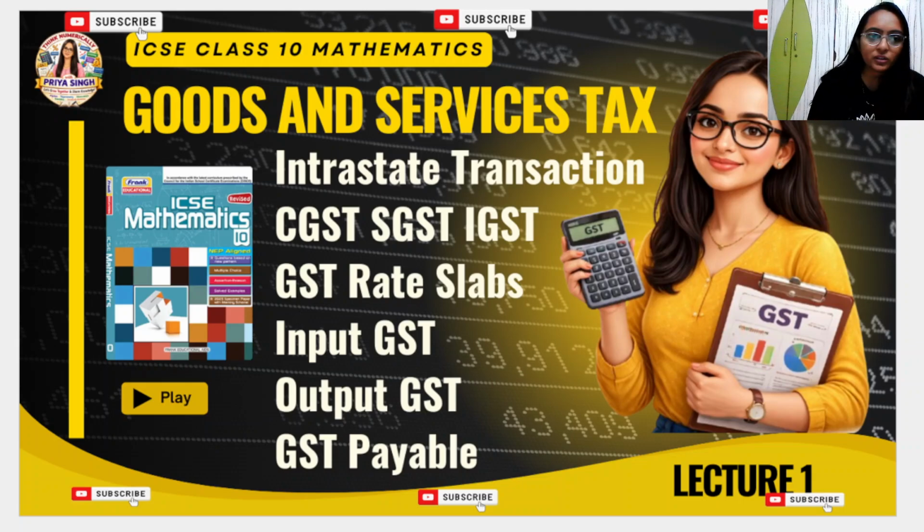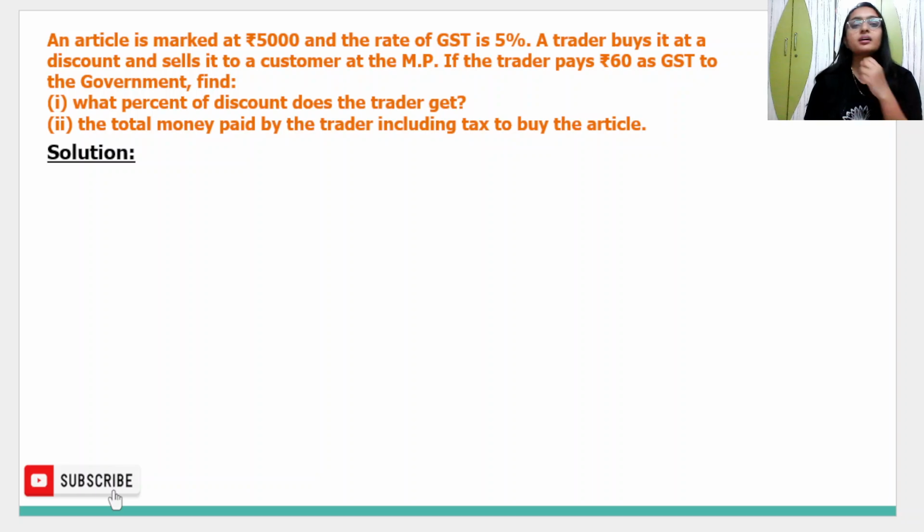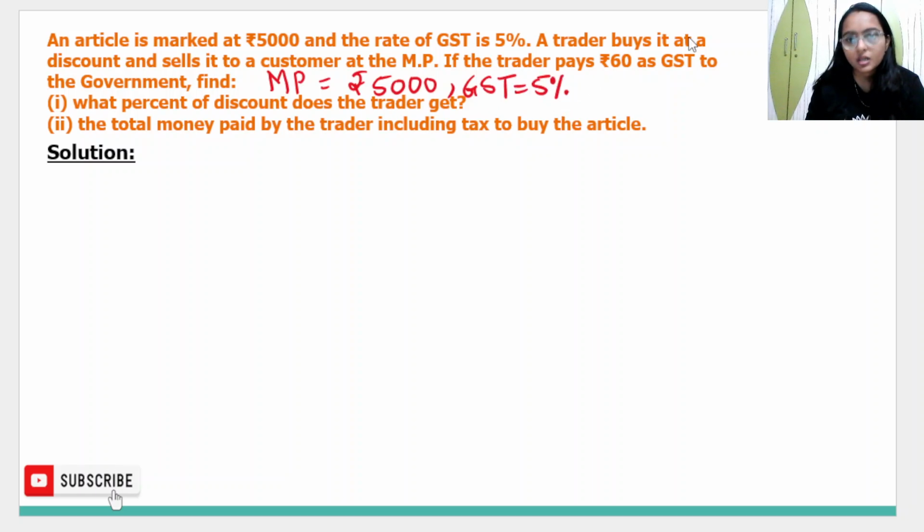In this video, we are going to solve one of the important problems related to this concept. An article is marked at 5,000 rupees. So here, what is given in the question? Marked price is 5,000. Rate of GST is 5%. A trader buys it at a discount. So there is a trader in this scenario.